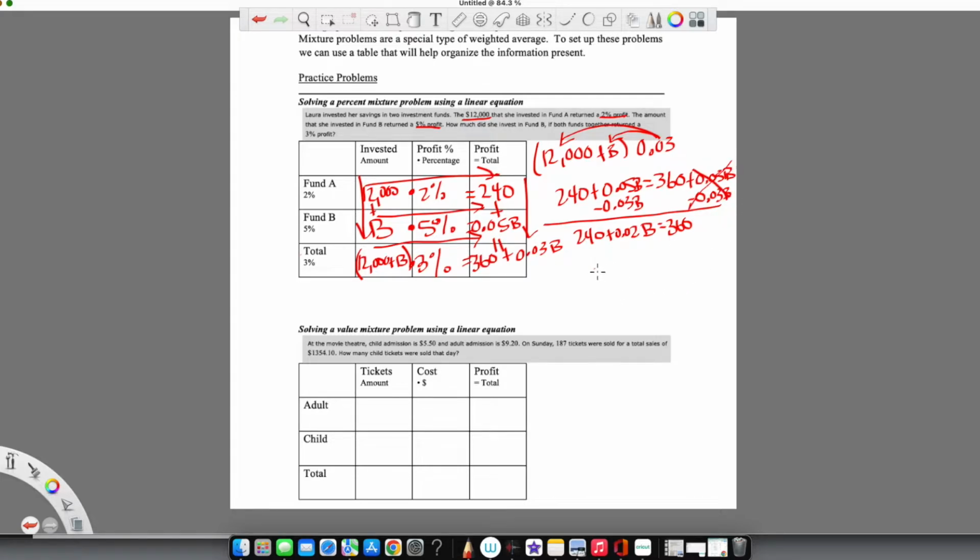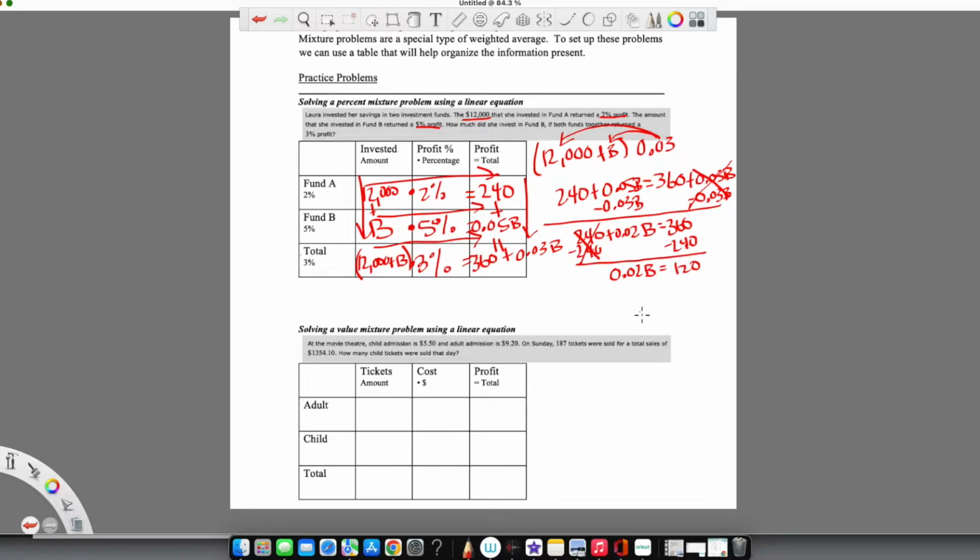So now I want to continue to try to get this variable by itself. So I'm going to do addition and subtraction first. I'm going to subtract the 240 that's being added on the same side as the variable. I'm going to scooch it to the other side here. 240 minus 240 cancels. 0.02b equals 360 minus 240. Let's see, we get 120.